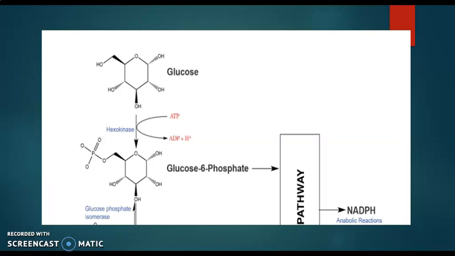So this is the big diagram which I have divided into two parts. You can write it in the first part on one slide, and the lower portion is seen in another slide. So glucose, in the presence of the enzyme hexokinase, can be converted to glucose 6-phosphate, and this glucose 6-phosphate can enter into this HMP pathway.